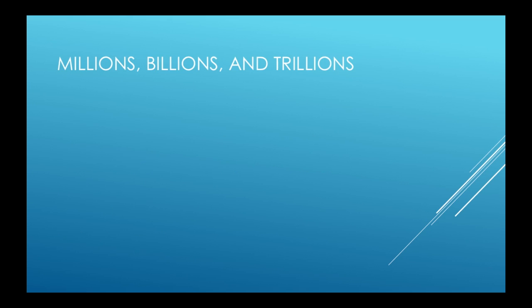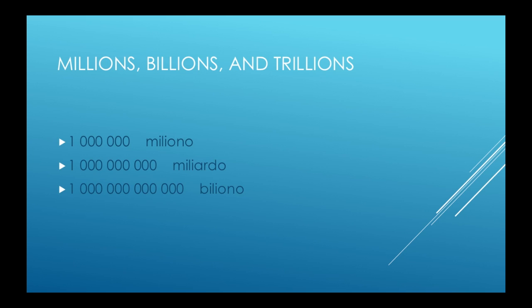Now on the last slide we have the millions, billions, and trillions, which are a little bit different than the rest of the numbers because they end in O. Miliono, miliardo, biliono. Because these numbers end in O, they can be plural and they can be in the accusative. Du milionoj, du miliardoj, du bilionoj. Most people don't need to count this high, but it's nice to know just in case.